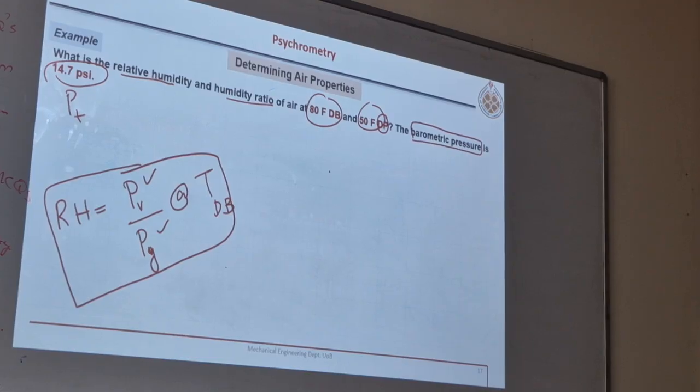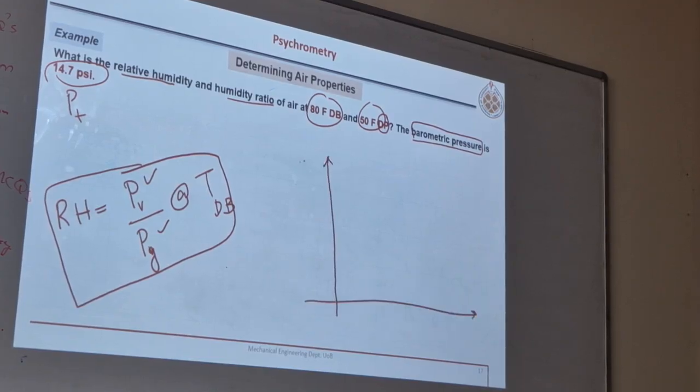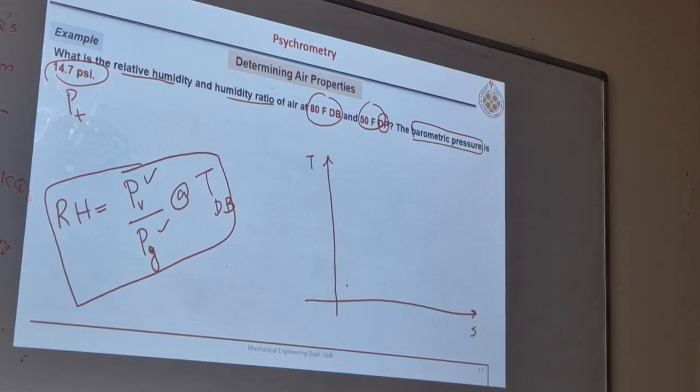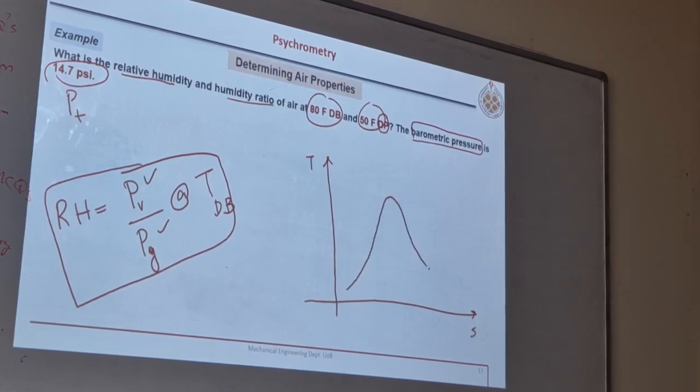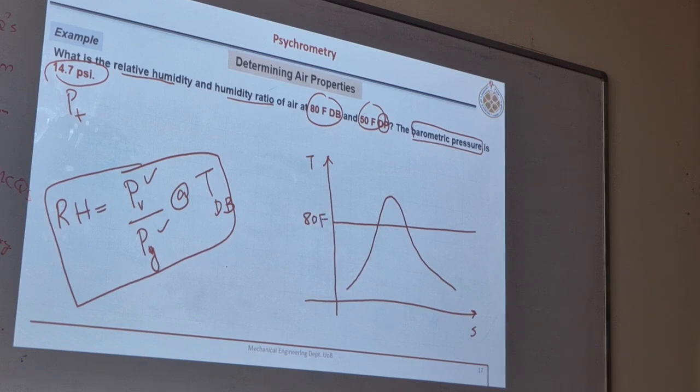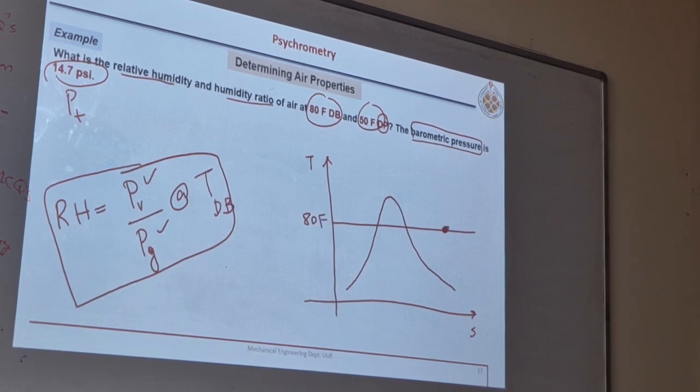Okay, now let's show it on the TS diagram. TS diagram is not shown here on slides, so it should be shown to understand it. Now the air temperature is given as 80 degree Fahrenheit. So it means air somewhere is here. For the same air, dew point is given. So how to show the dew point?